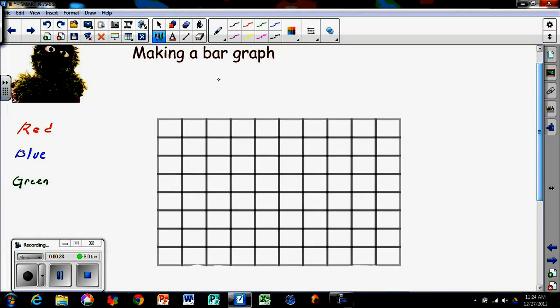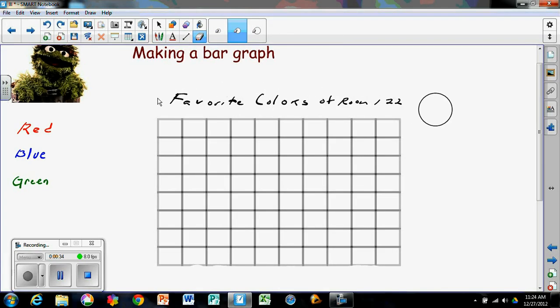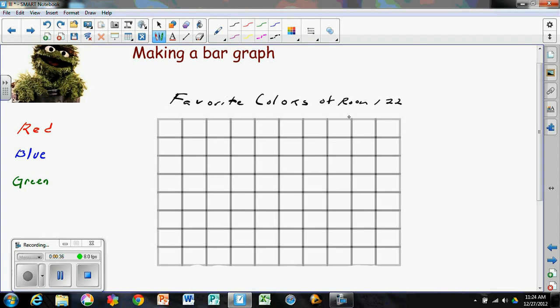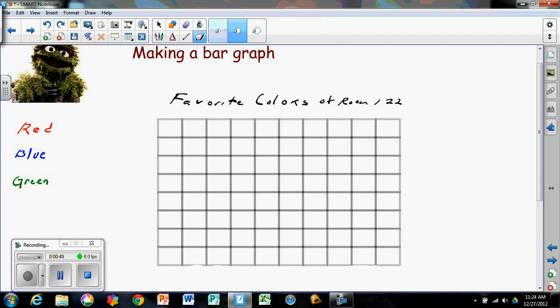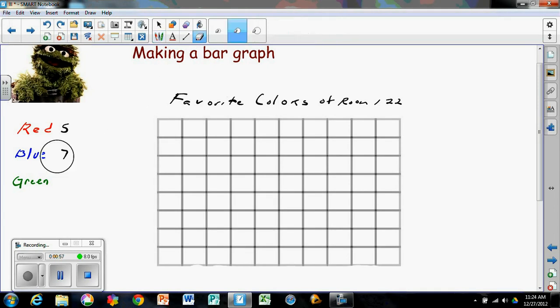Now you can see the first thing you want to start with is a title for your graph. So the title of our graph is the favorite colors of room 122. And then we have some choices. We only have 3 choices on this particular survey that we're going to graph. One of the choices is red, another blue, and another one green. And since we already took the survey, we're going to show the results. The results of the survey were that 5 students chose red as their favorite, 7 students chose blue as their favorite, and 3 students chose green as their favorite.